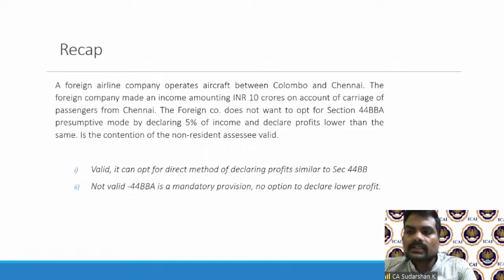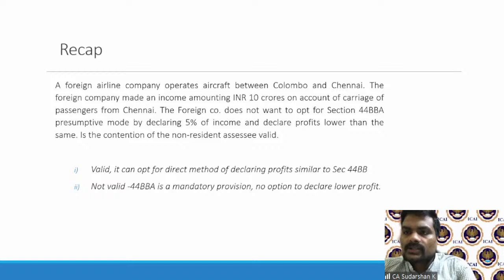One such is 44BBA, which is for aircraft or a foreign airline company which is providing or getting revenue through carriage of passengers and goods from India, including passengers and goods belonging to India. So now in this question, a foreign airline company operates aircraft between Colombo and Chennai. The foreign company made an income amounting to 10 crores on account of carriage of passengers from Chennai, India.